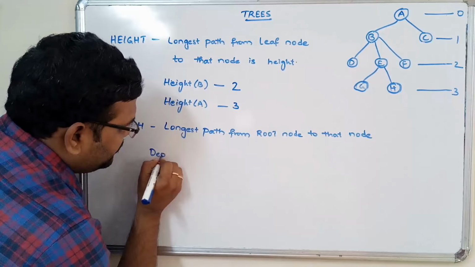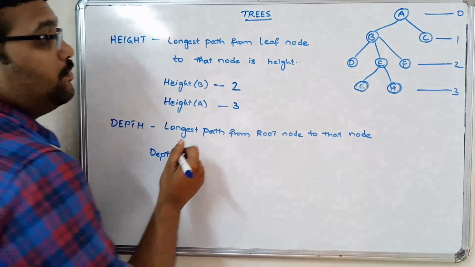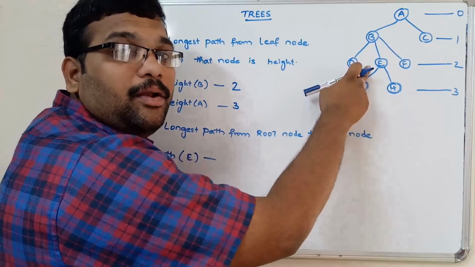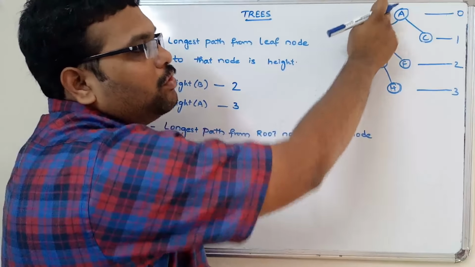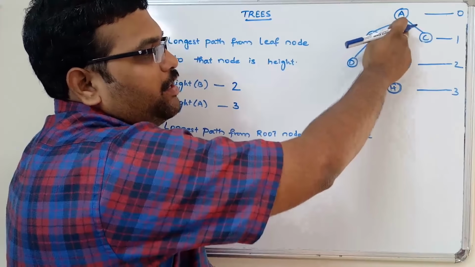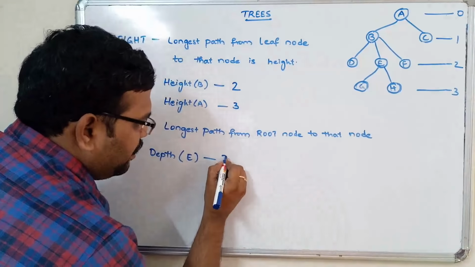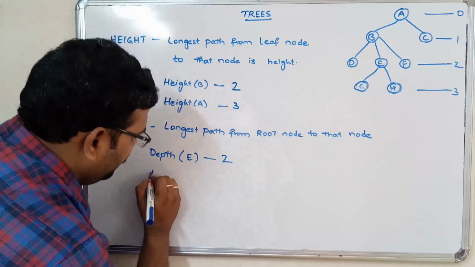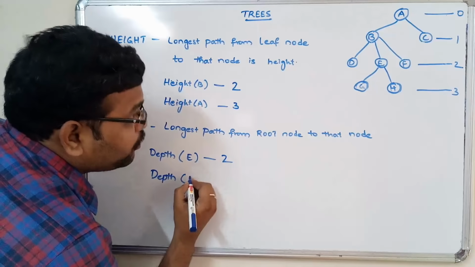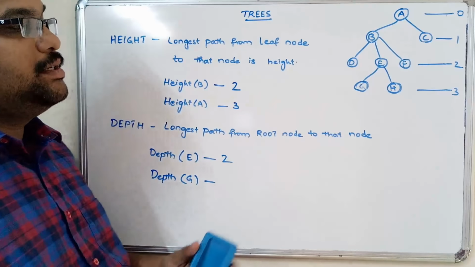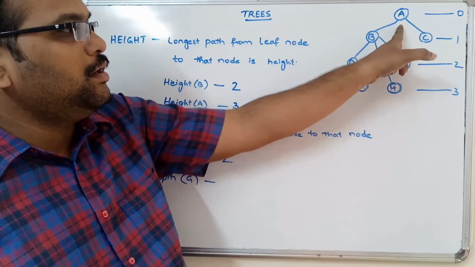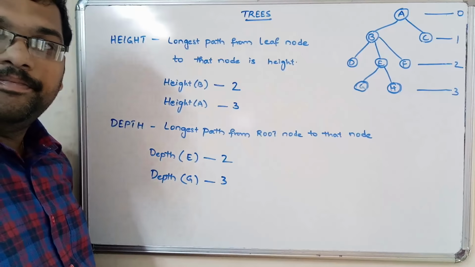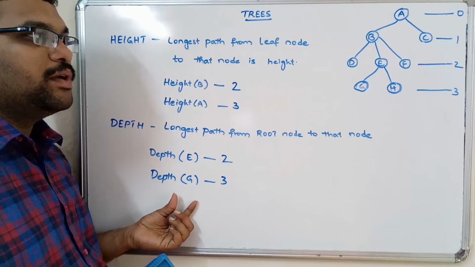So depth of E means finding the longest path from the root node to E. That means A, A to B, B to E. So here the depth is 2. Similarly, the depth of G is from the root node to that node. So 1, 2, 3. So the depth of G is 3. Right? So hope you understood this one.